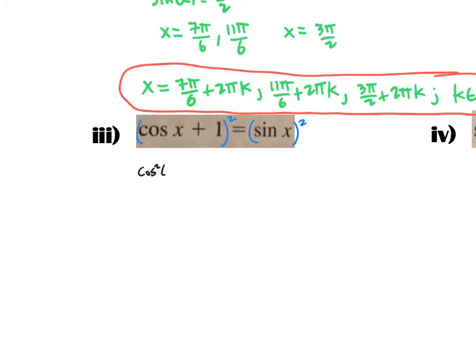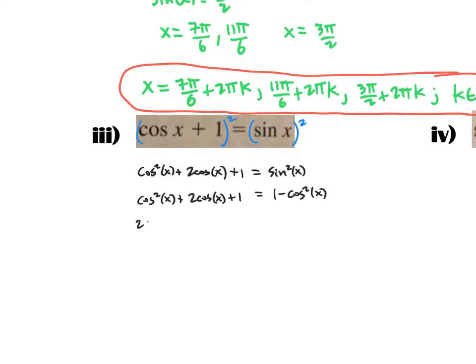So cosine squared x plus 2 cosine x plus 1 would be foiling that left side. On the right side, I got sine squared x. And what I'm going to do is rewrite sine squared x as 1 minus cosine squared x. Now, some of you might be confused, like, why are you working on both sides? I can work on both sides if I'm trying to find the solutions to the equation. I'm not trying to verify that one side equals the other. So I'm going to go ahead and bring the right side over to the left.